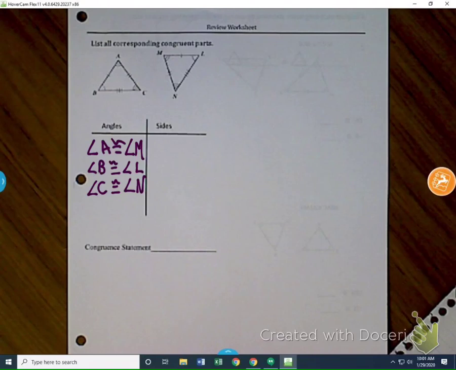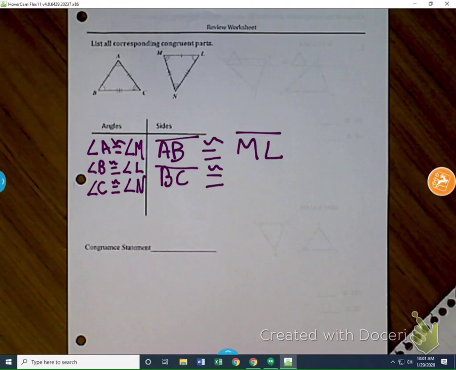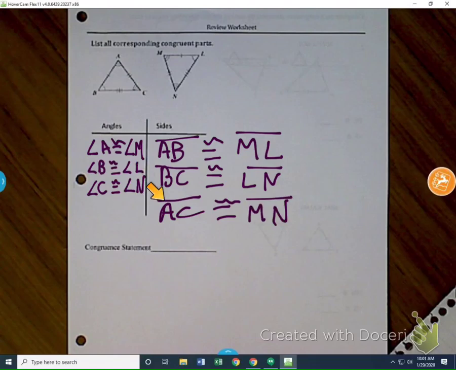Sides. Let's start with AB. ML. Good. Angle, or not angle. What about BC? LN. BC is congruent to LN. AC? MN. Make sure you have the line over it, 2 letters, and the congruent sign.